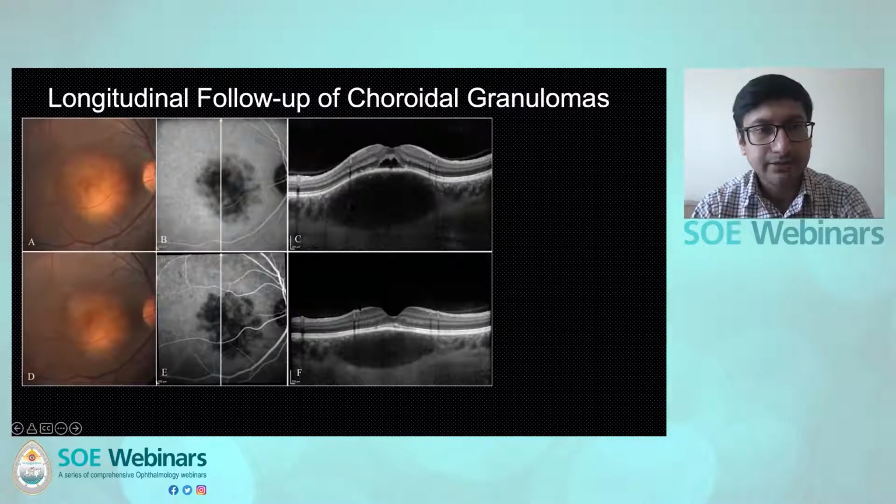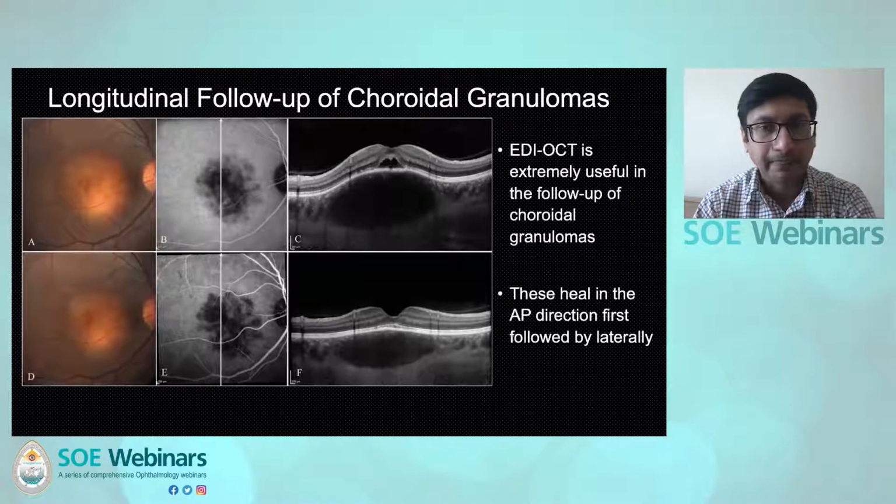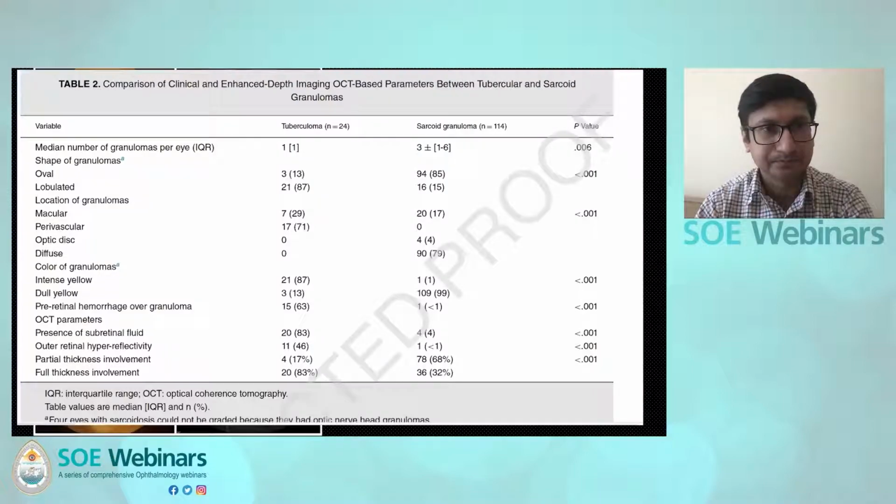And towards the follow-up after treatment, you realize that the granuloma has decreased in the anteroposterior extent first. That means it is responding to treatment and it is improving. So EDI-OCT is very useful, and we see that choroidal granulomas heal in the anteroposterior direction first and then laterally.